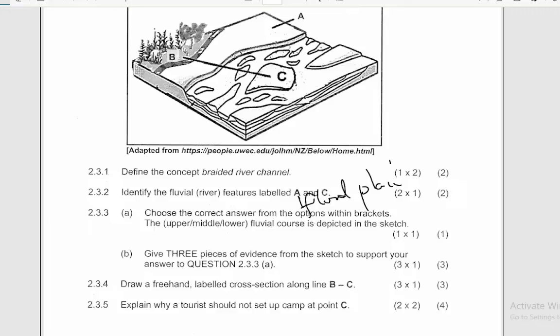And what about C? C, you are seeing where it is there. That one. It's deposited material which is accumulating within the river channel. So that one, you can call it a temporary island.